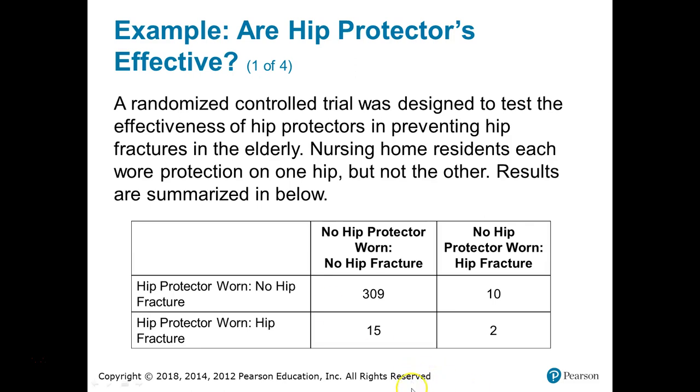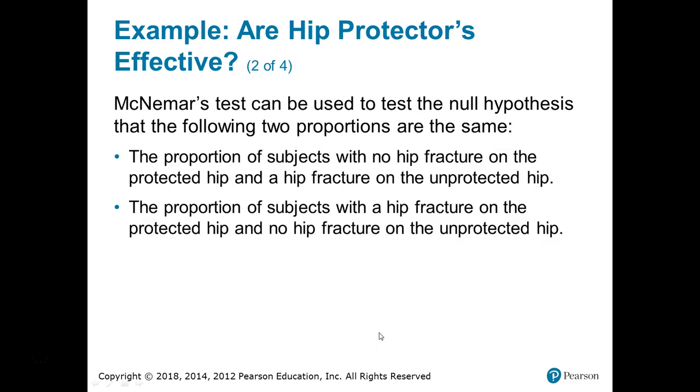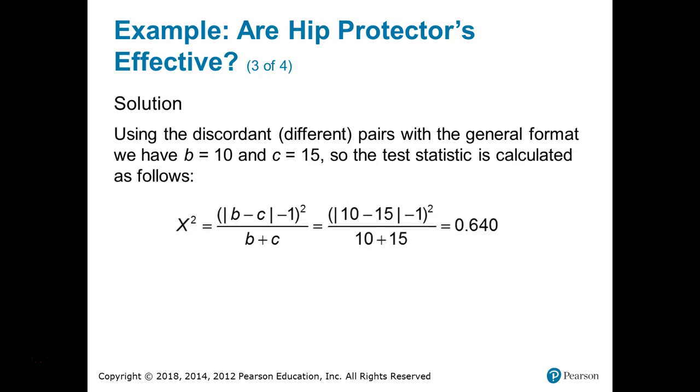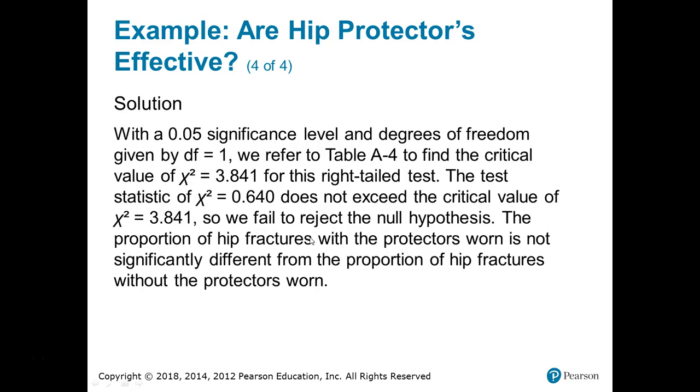So no hip protection worn and no hip fracture. And then here are your 4 outcomes. So here is where you have hip protector worn and then no hip fracture, 309 people. And here's all the rest of the data for that. So if you do your calculation with your test statistic, you get a chi-squared value of 0.640.